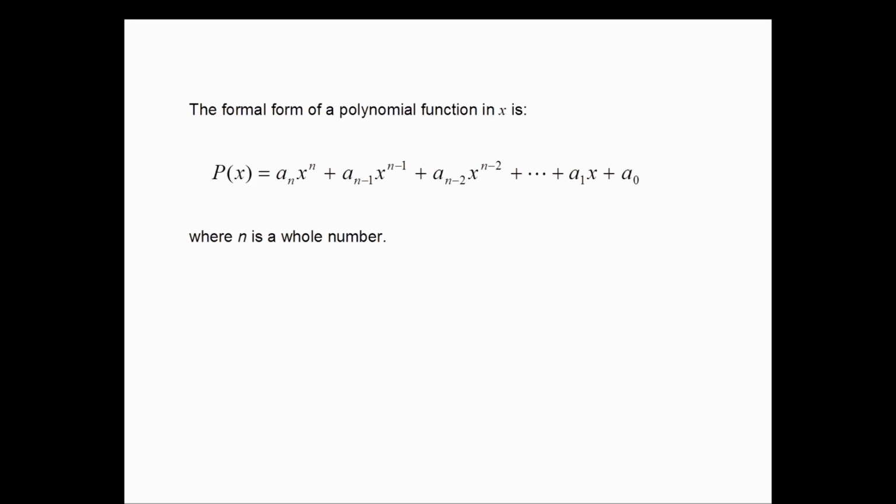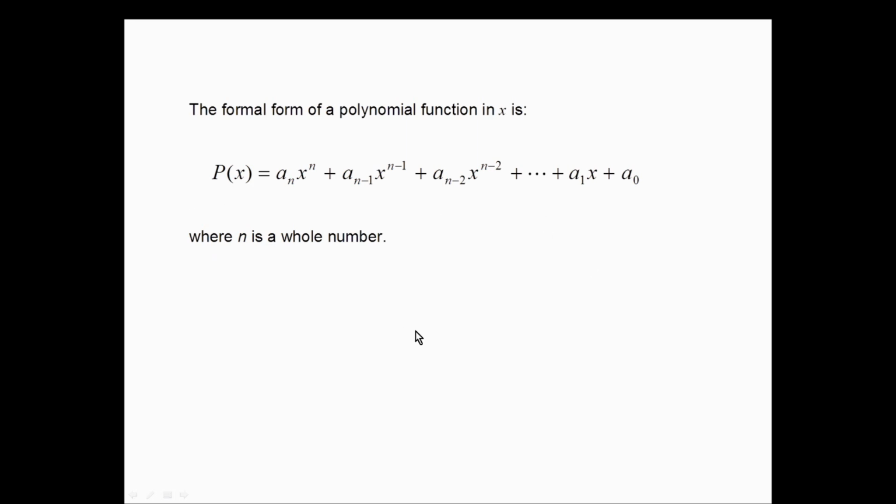We're now going to look at the general form of a polynomial function in x. So the formal form of a polynomial function in x is this. P of x, for polynomial, is a sub n x to the n plus a sub n minus 1 x to the n minus 1 plus a sub n minus 2 x to the n minus 2, and continue on in the same pattern until you get down to a sub 1 x plus a sub 0. And notice simply sitting there would be the x to the 0 power. Where n is a whole number. Remember, the exponents have to be whole numbers, which remember the whole numbers were 0, 1, 2, 3, 4, 5, and so on. So again, this is the formal form of a polynomial function.